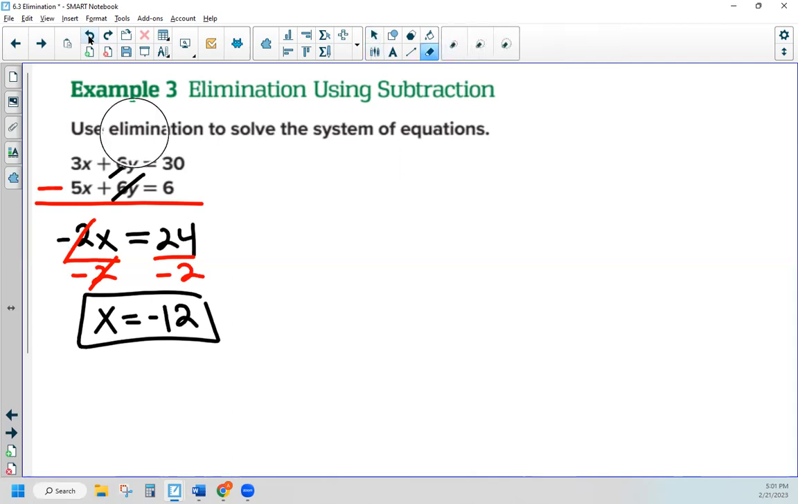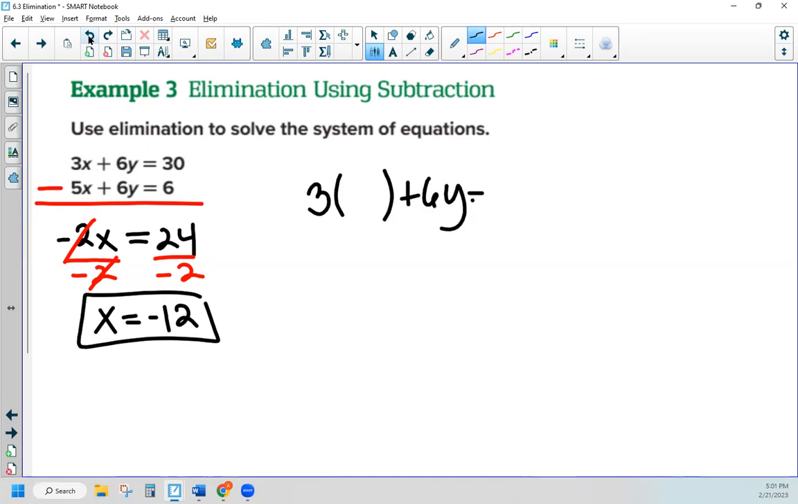Now that we know our x value, we will go back to our originals here and choose any of these original equations so we can insert that -12. Let's see. Let's go with the top for whatever reason. Okay, so once again, the reason why I put parentheses around x is because I already know x. X is -12. So I can put -12 right here and solve to find out y.